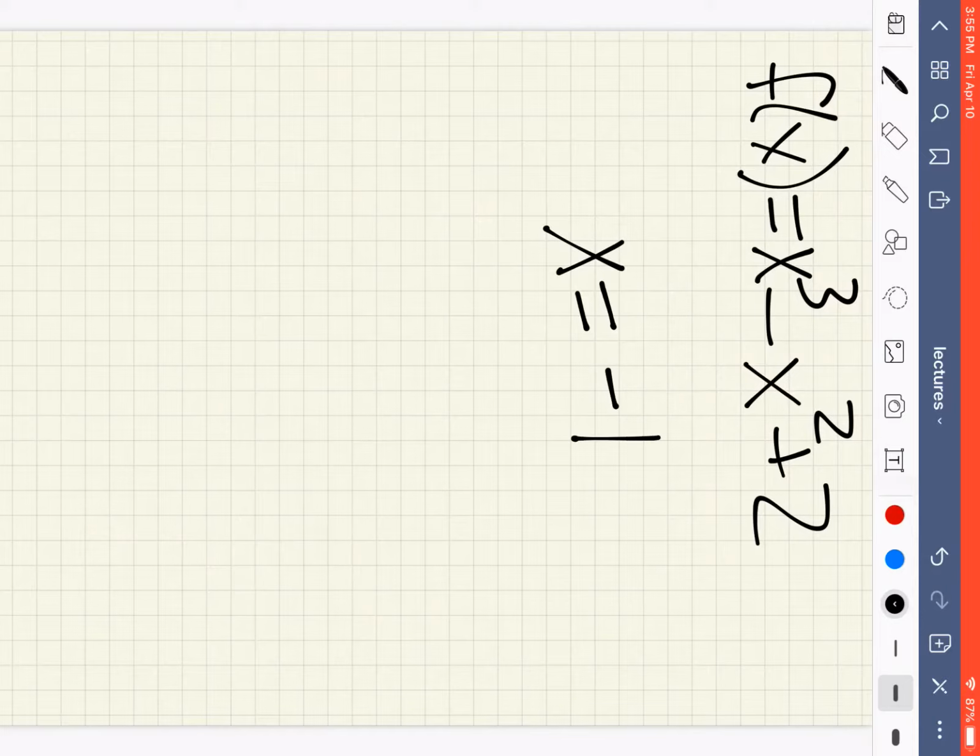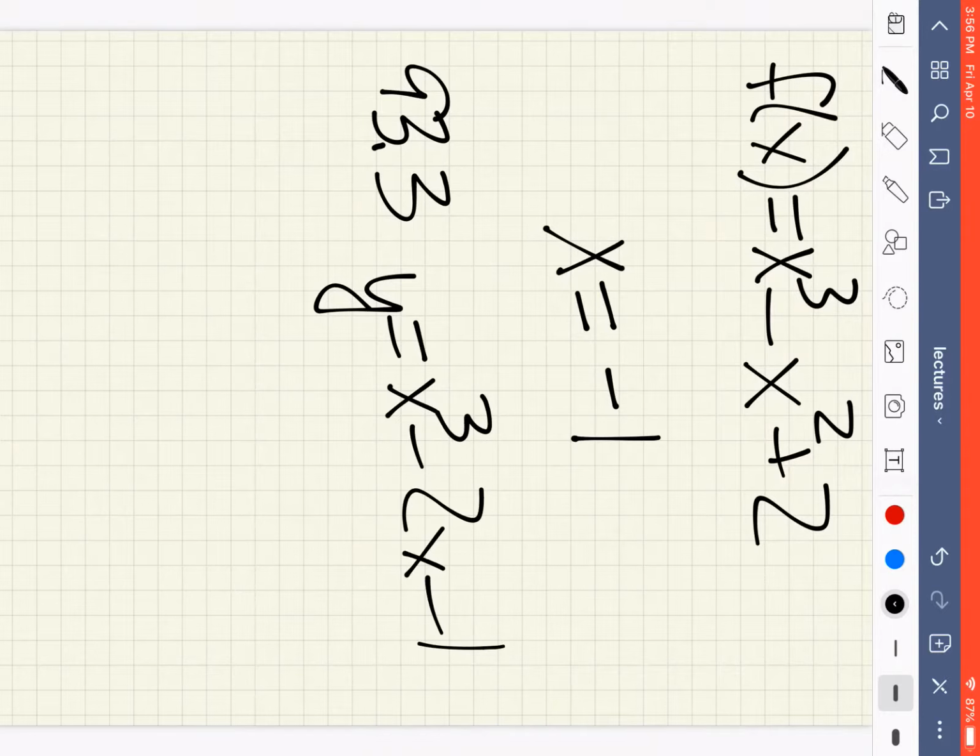This is on page 478. 93.3. The function is y equals x cubed minus 2x minus 1. So I'm going to go in and clear out my calculator, and we're going to start all over again, but I want to put that function in. So go ahead, you guys, and put the function in.